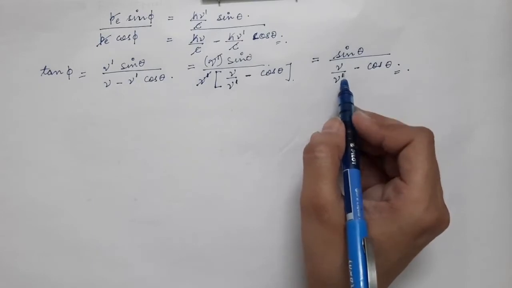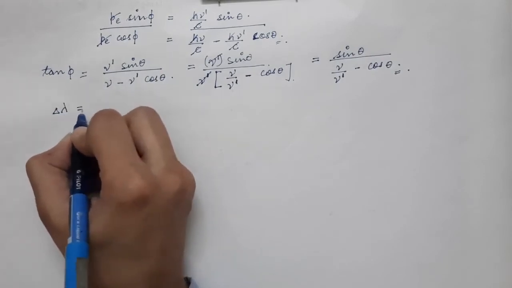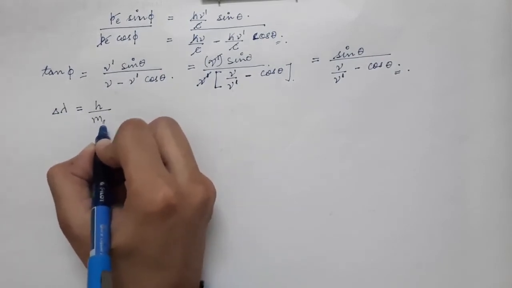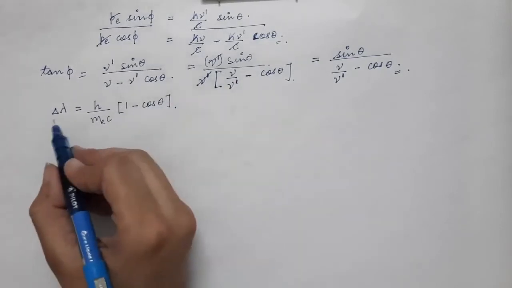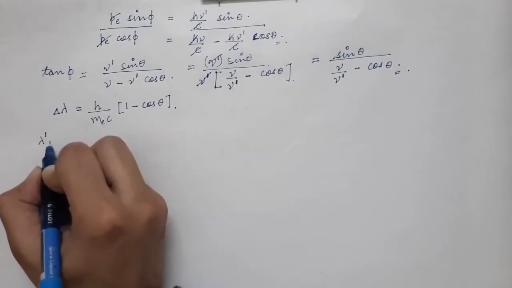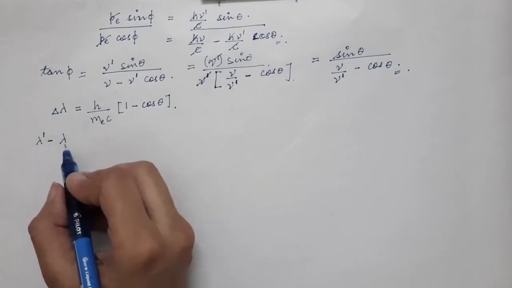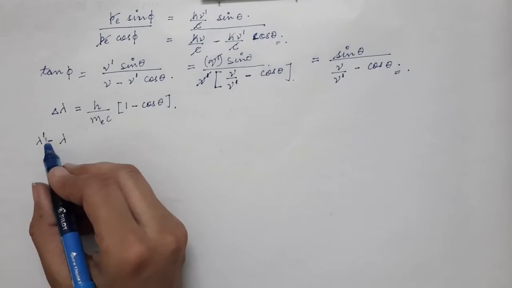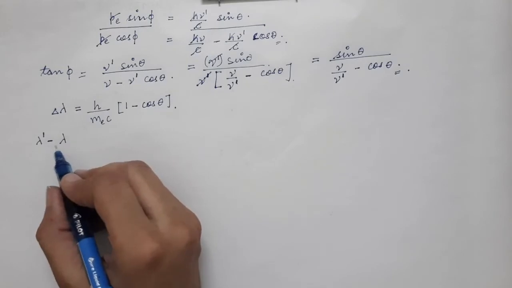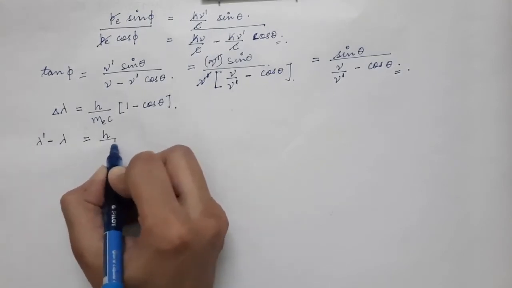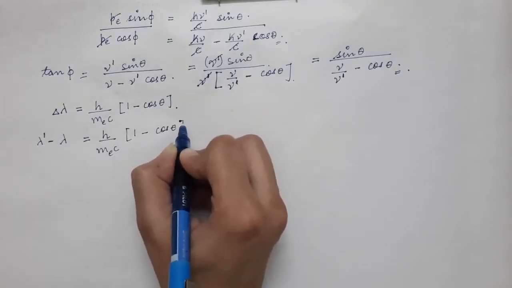and for that we have to use the relation of Compton shift which we got in the previous lecture. So we got delta lambda is equal to h by mec into 1 minus cos of theta. So delta lambda can be written as lambda prime minus lambda. So lambda prime is the wavelength of the scattered photon and lambda is the wavelength of the incident photon. So lambda prime will be greater than lambda. Therefore we have written it as lambda prime minus lambda. So this will be equal to h by mec into 1 minus cos of theta.